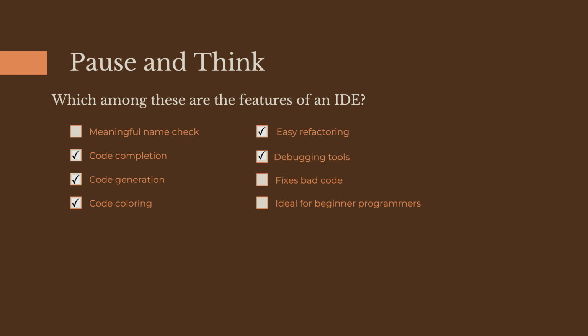As we can see, an IDE offers us numerous features, including automated code completion, code generation, code coloring, refactoring, and debugging tools. However, it does not check whether the variable or method names are meaningful or not, and nor does it fix the bad code by itself. Additionally, it is not even ideal for beginner programmers, since IDEs are complicated tools, and it requires time and patience to get comfortable using it.